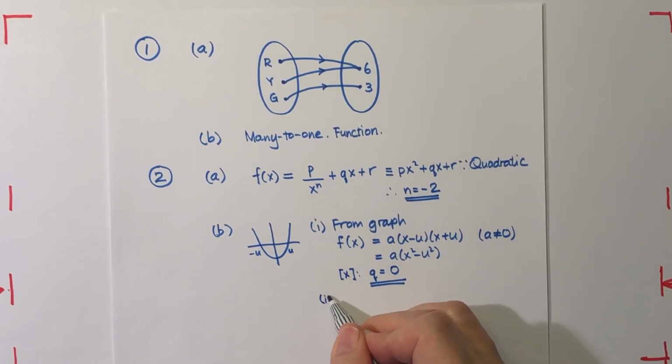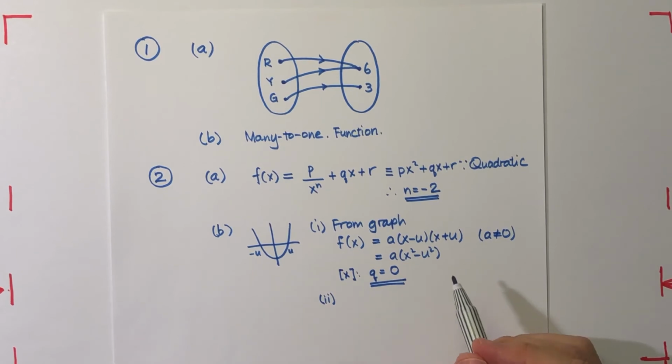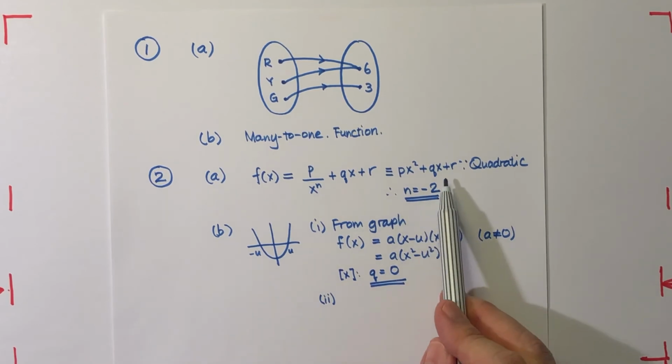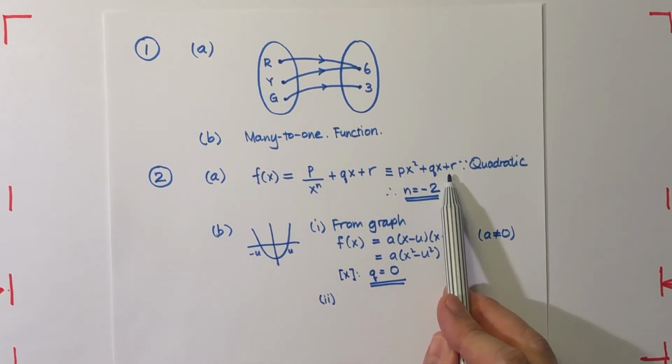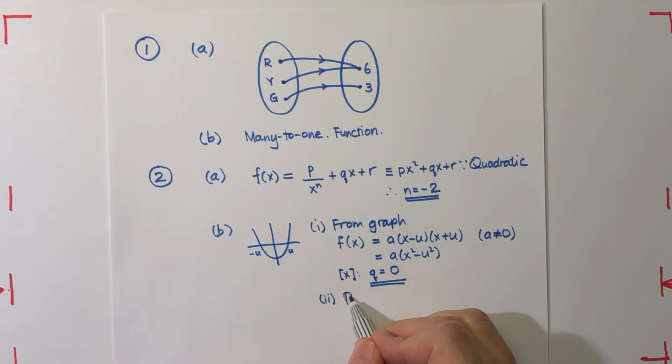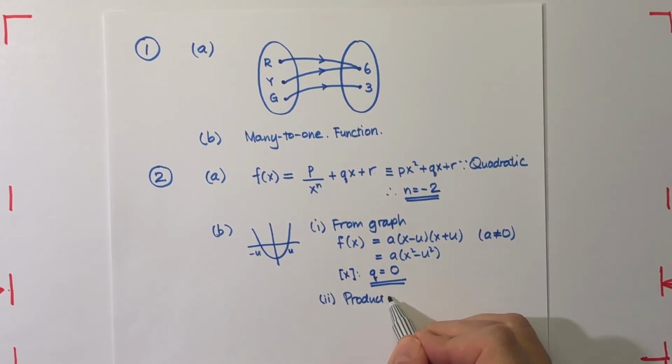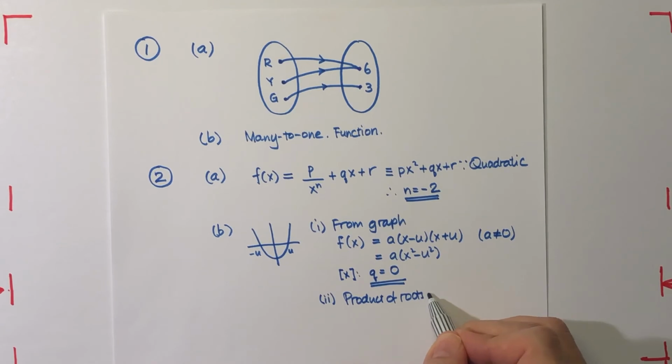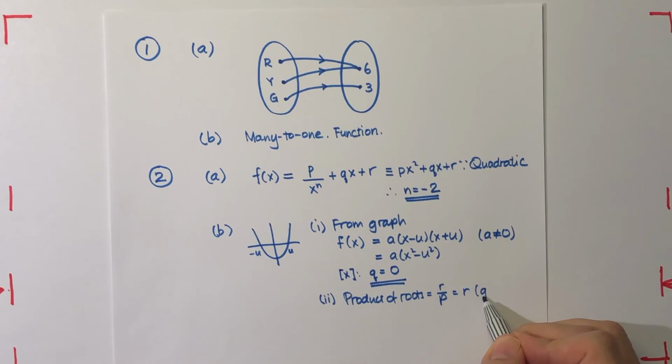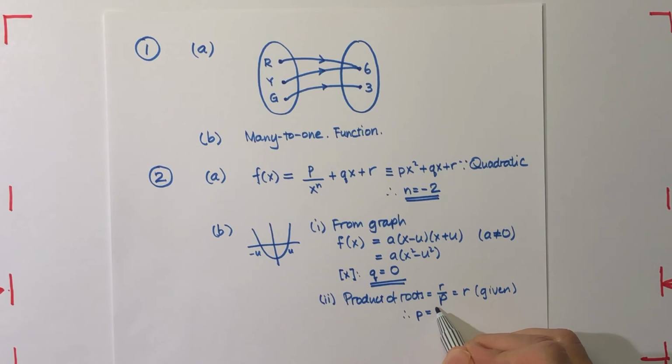And for part 2, we are given that the product of roots is r over p. But from this equation, we know that we are given that the product of roots is r, but from this equation, we know that the product of roots is r over p. So product of roots equals r over p, which is also given to be r. Therefore, we conclude that p is equal to 1. And that's question 2.